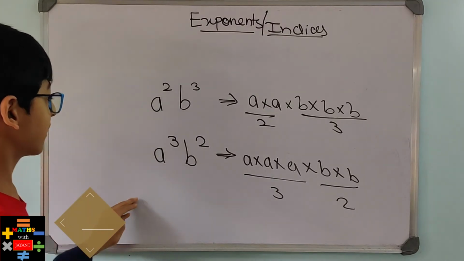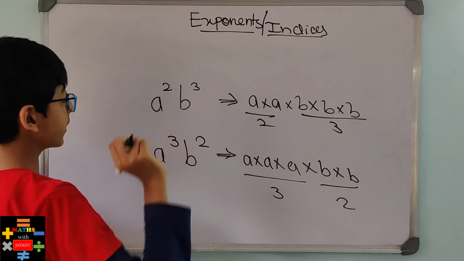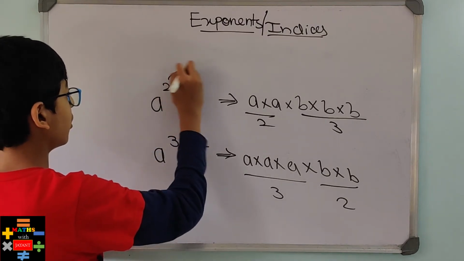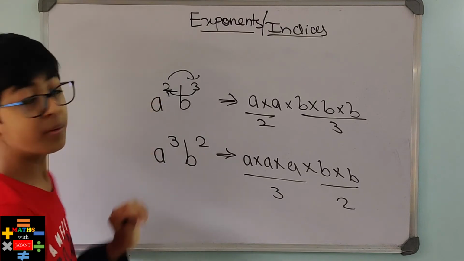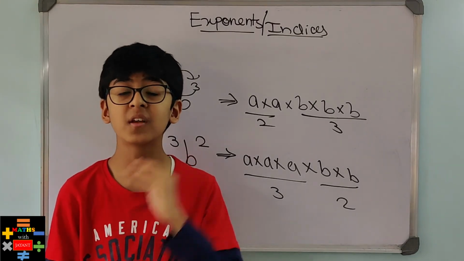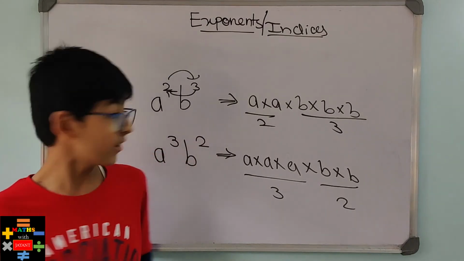So from this we understood one thing. Like a square b cubed is not equal to a cubed b square. That means you cannot interchange like this. If you interchange the exponents, they will not remain the same anymore. Okay, let us discuss another example.